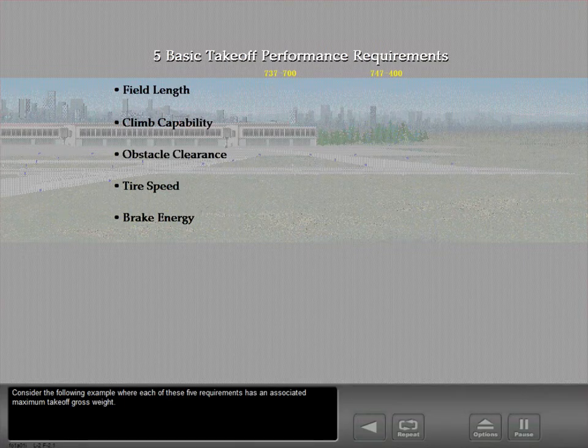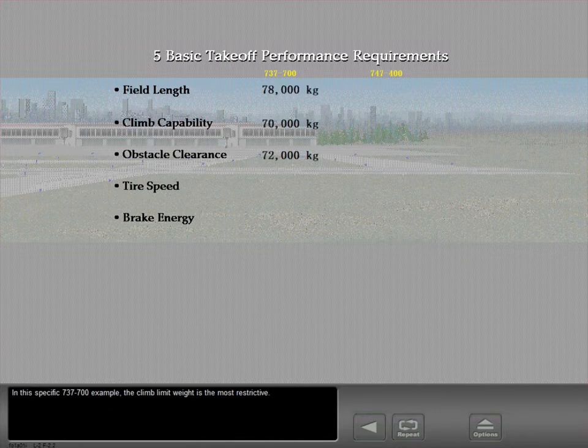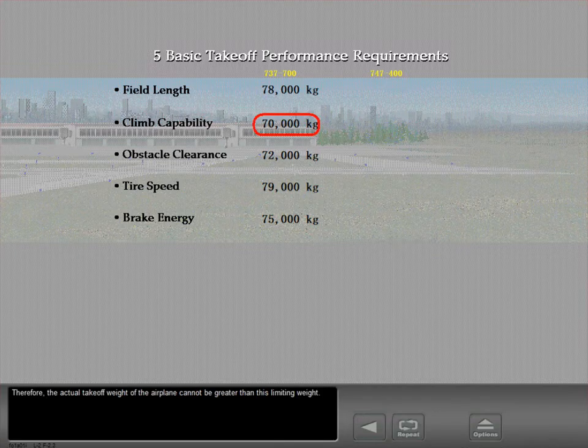Consider the following example where each of these 5 requirements has an associated maximum takeoff gross weight. In this specific 737-900 example, the climb limit weight is the most restrictive. Therefore, the actual takeoff weight of the airplane cannot be greater than this limiting weight.